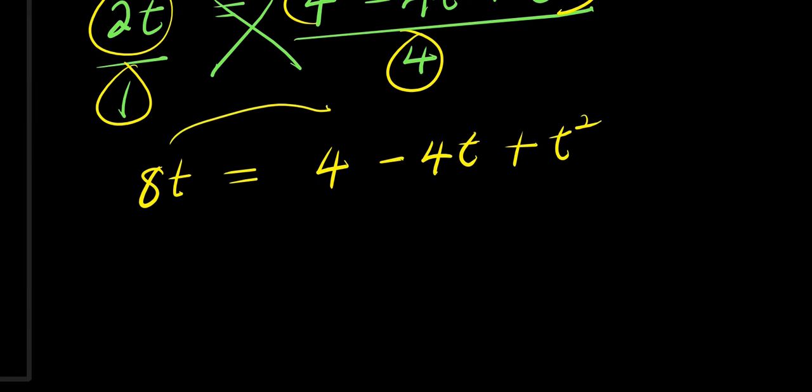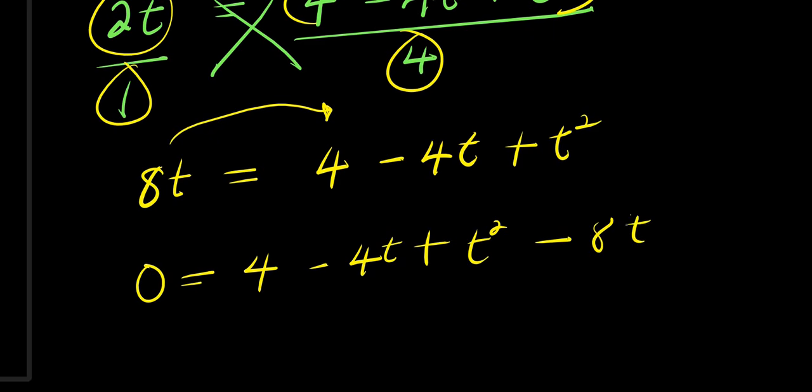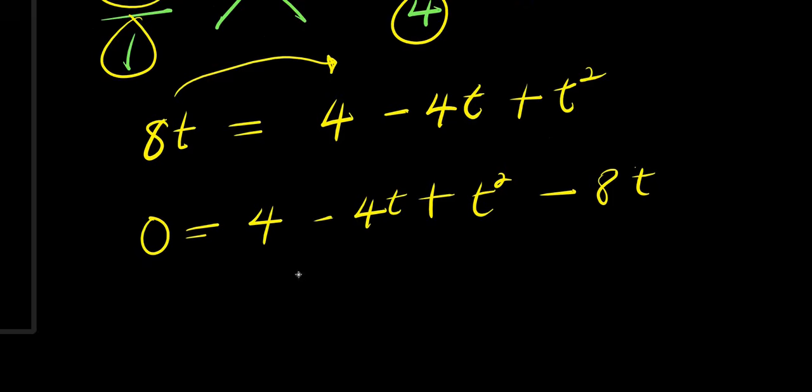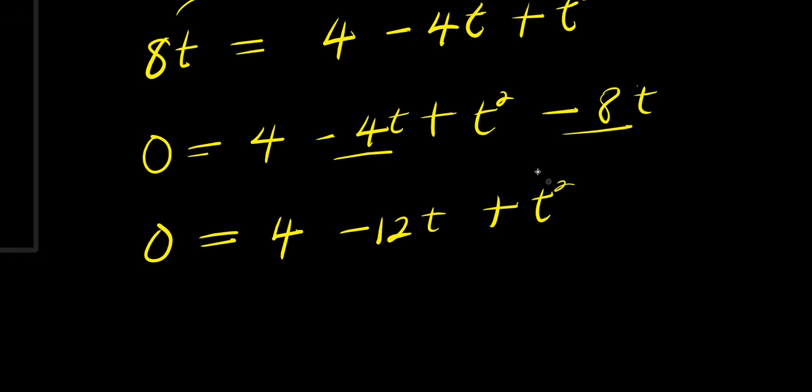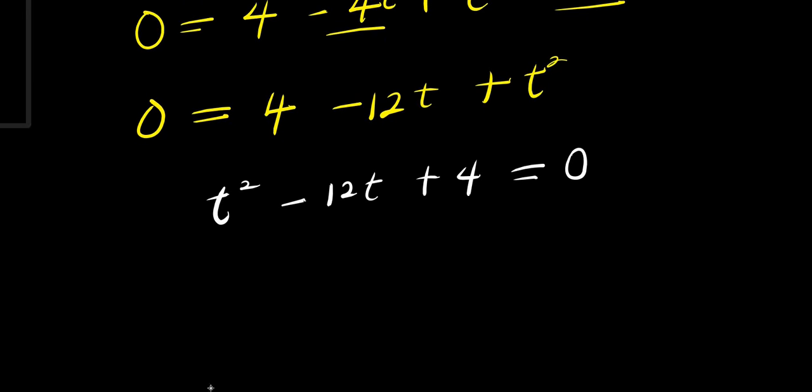From here, move 8t over this side. I have 0 equals 4 minus 4t plus t power 2 minus 8t. So at this point, I'm going to have 0 equals 4 minus 4t minus 8t will give you minus 12t plus t power 2. So what you are going to do will be to rearrange this. You can have t squared minus 12t plus 4 equals 0. So this is a quadratic equation.